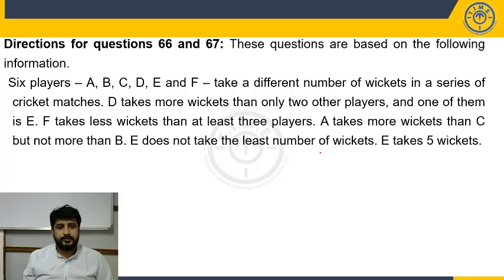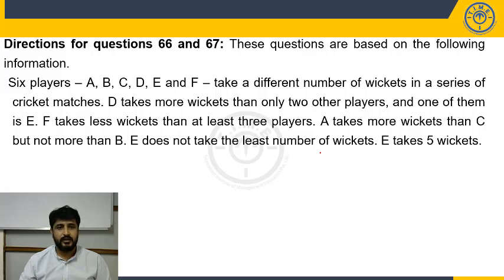Let's look at the directions, what exactly they have given. For two questions, 66 and 67, the data is the same. 6 players A, B, C, D, E and F take a different number of wickets in a series of cricket matches. D takes more wickets than only two other players and one of them is E. F takes fewer wickets than at least 3 players. A takes more wickets than C but not more than B. E does not take the least number of wickets. E takes 5 wickets. This model is of ordering and sequencing.